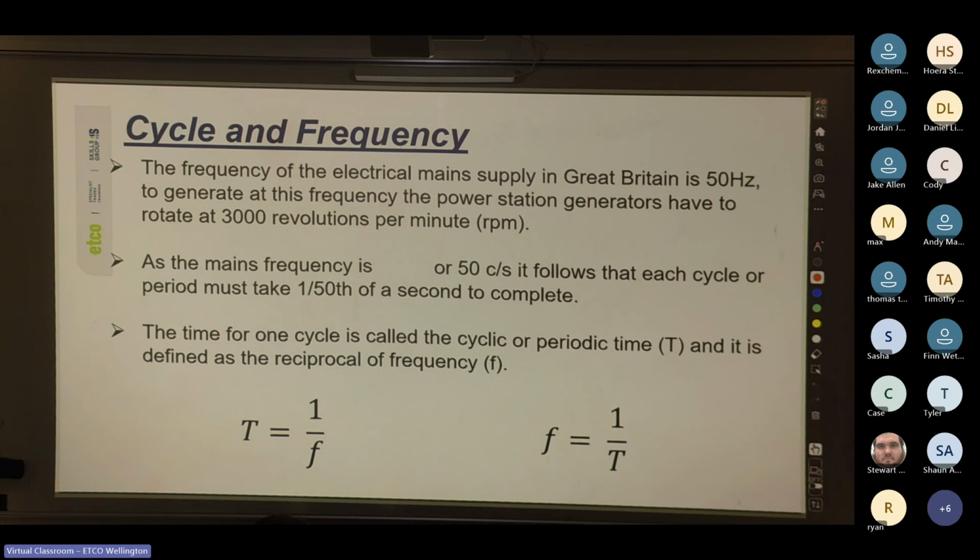The frequency of electrical mains supply in Great Britain is 50 hertz. To generate this frequency, power station generators have to rotate at 3,000 revolutions per minute. As the mains frequency is 50 hertz, or 50 C per S, it follows that each cycle or period must take 1/50th of a second to complete. The time for one cycle is called the cyclic or periodic time, and it is defined as the reciprocal of frequency. So T equals 1 over F, F equals 1 over T.